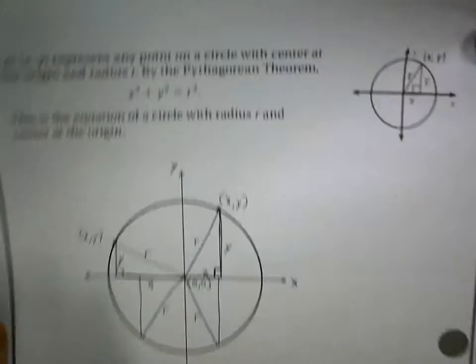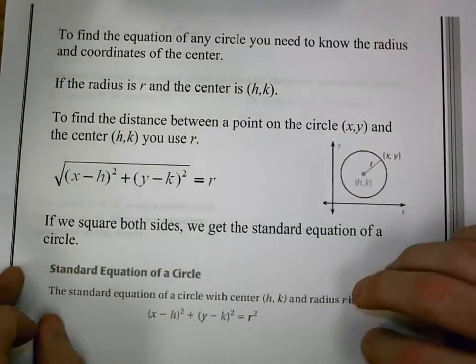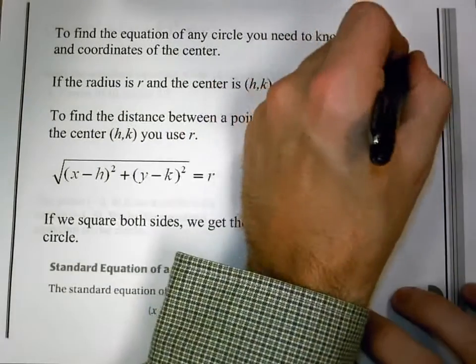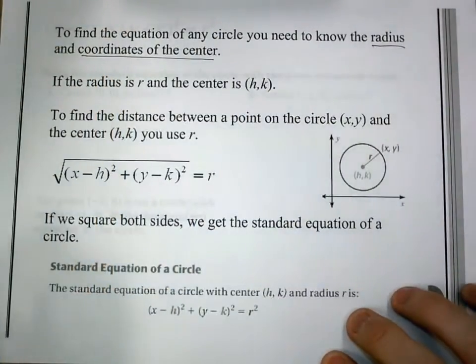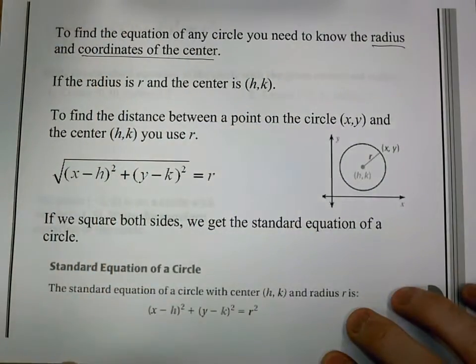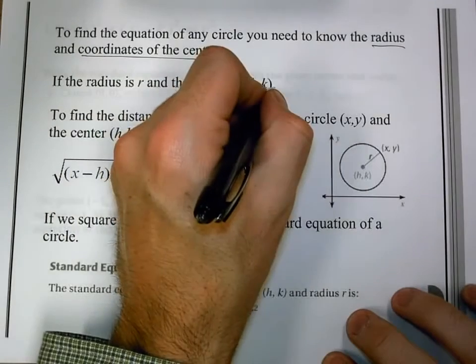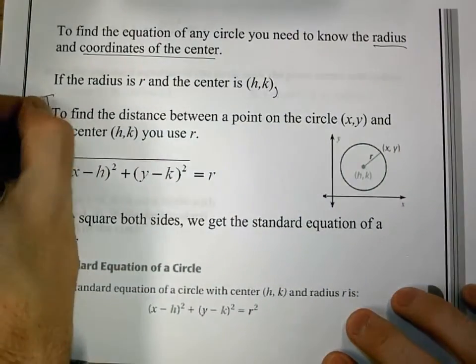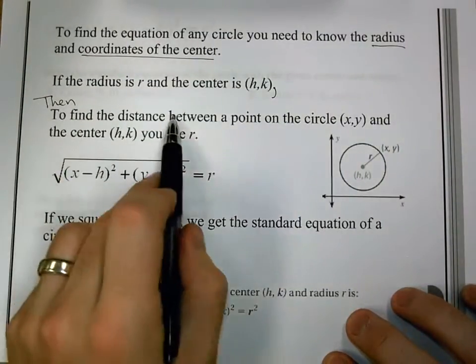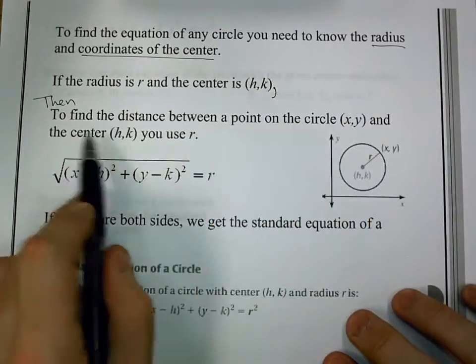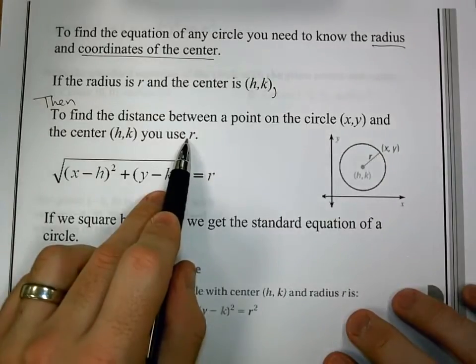Now, what also helps us is the foundation we used before we got to the Pythagorean theorem. So, let's start off. To find the equation of any circle, you need to know two things: the radius and the coordinates of the center. If I was to describe a circle on a graph to you, I'd tell you where the center is and how big the radius is. That's a common link that I can use to describe any circle. Now, if the radius is r and the center is h, k, then to find the distance between a point on the circle, x, y, still that x, y somewhere on the circle, and our center, h, k, we would use r.